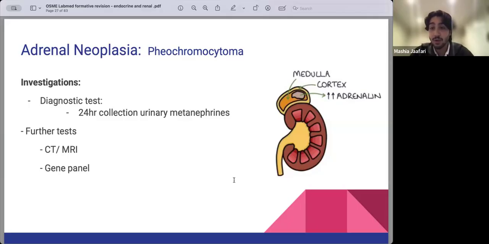And the reason we collect over 24 hours is because if we just collect it at one time point, we don't know how many surges, how many sporadic releases have occurred during that time. And then we can also do a CT or an MRI to look for the tumor. And we can do a gene panel because, again, it is related to some inherited conditions.